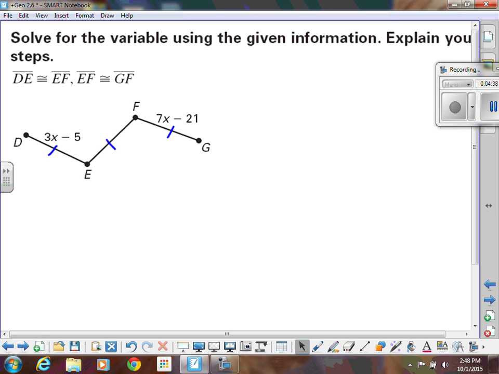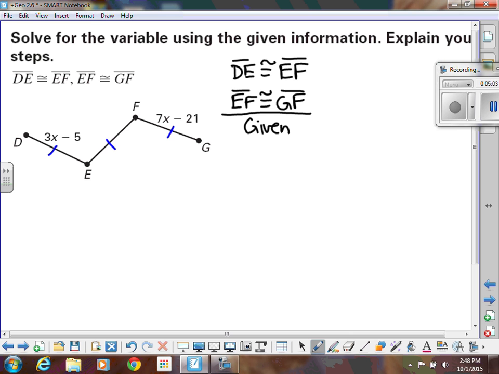So here's how a flow proof starts. Just like we would with our given, we would write our given information. DE is congruent to EF, and EF is congruent to GF. And then what you do is you draw a line underneath your statement, and then underneath that you give your reason. So this is given. And then we'll put a big circle around that. And then I'm going to put an arrow toward the next bubble.